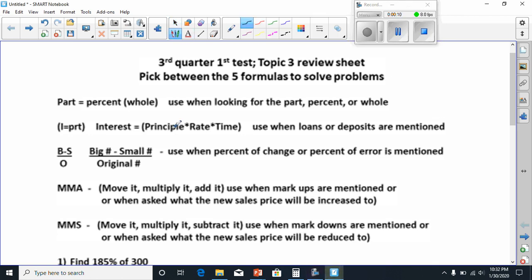Let's begin. First of all, let's keep in mind that we're going to be using one of 5 formulas. Either the part equals percent times the whole, the I equals pretty, which is interest equals principal times rate times time, or we might be using the B minus S over O, which is big number minus small number divided by original number.